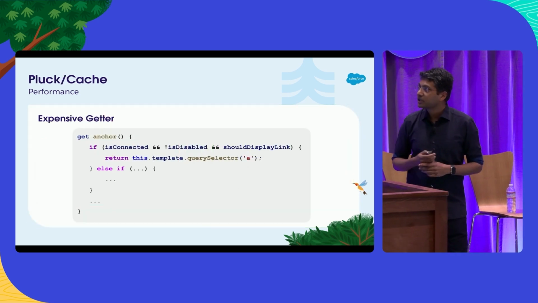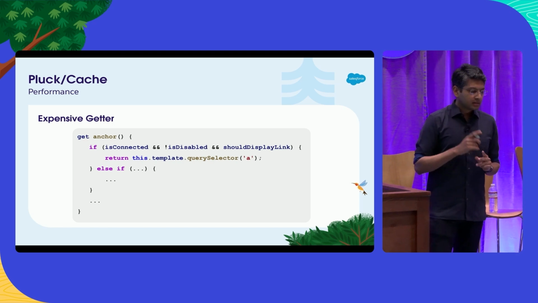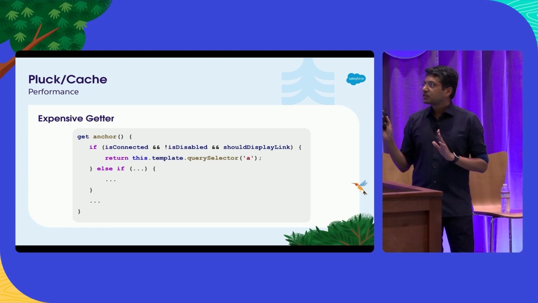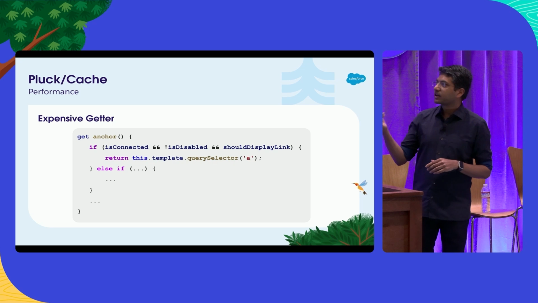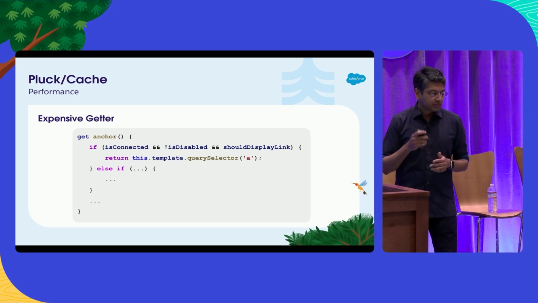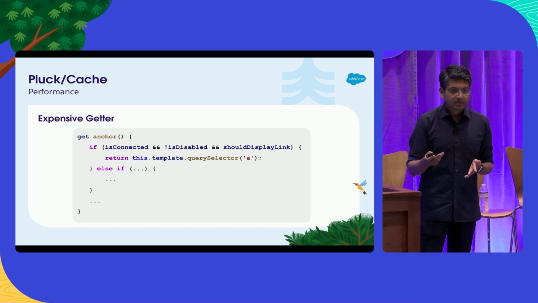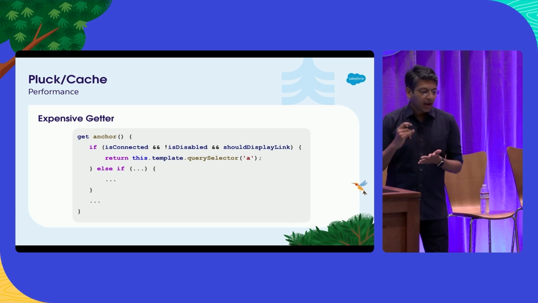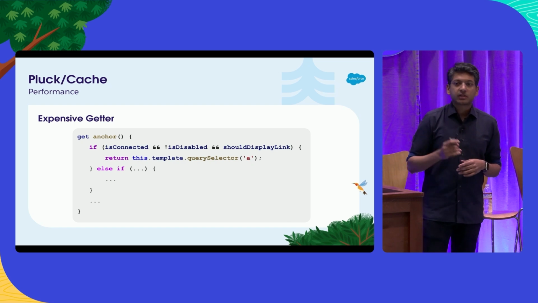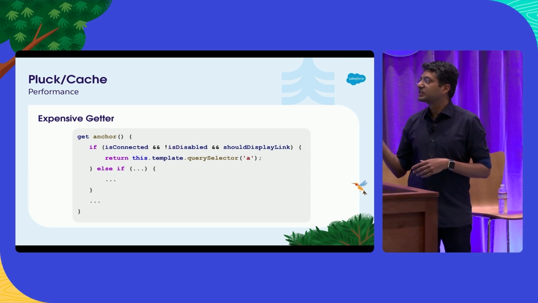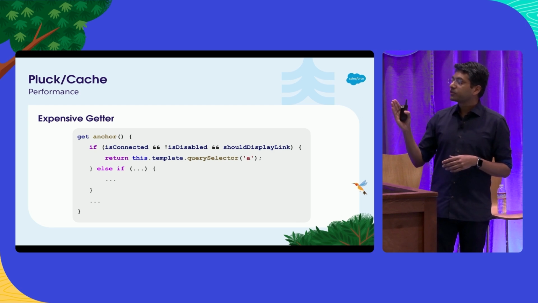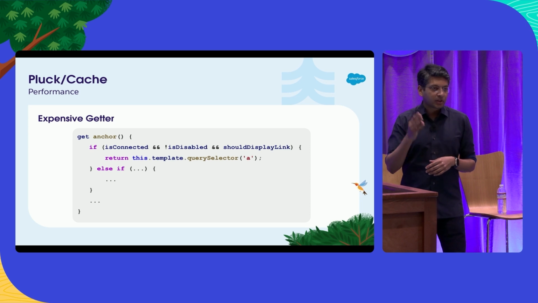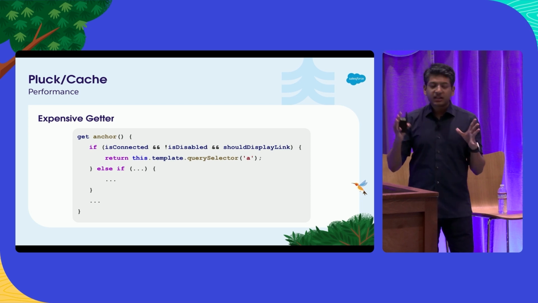Moving on to our next topic, which is plucking or caching. This is an interesting case. Consider a scenario where you have a getter which performs expensive operations. In our example, we have a getter for an anchor, which has an if condition evaluating three things. It evaluates two Boolean variables, isConnected and isDisabled. And then it also evaluates shouldDisplayLink, which again, for argument's sake, let's say is an expensive operation. If this evaluates to true, it still goes ahead and performs another expensive operation in the form of a DOM query. Now we have this getter which is expensive to run.